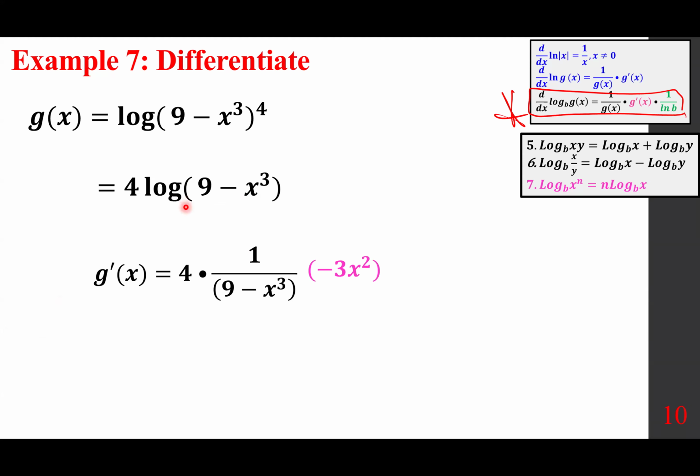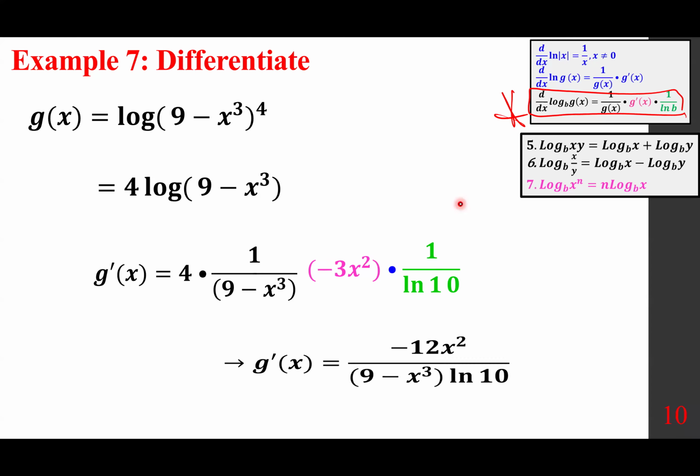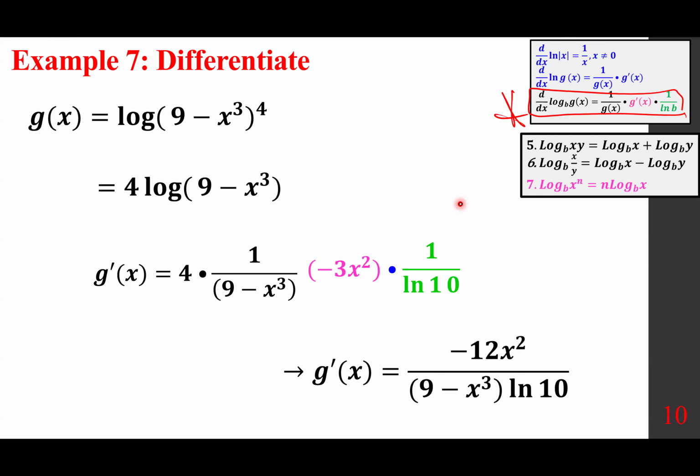Then the base is e, no. The missing base means 10, 1 over ln b. That means 1 over ln 10. So these two are in the denominator. 4 times 1 times negative 3x squared times 1, that gives us negative 12x squared in the numerator. So the final answer, g prime of x, is negative 12x squared over 9 minus x cubed times ln 10.